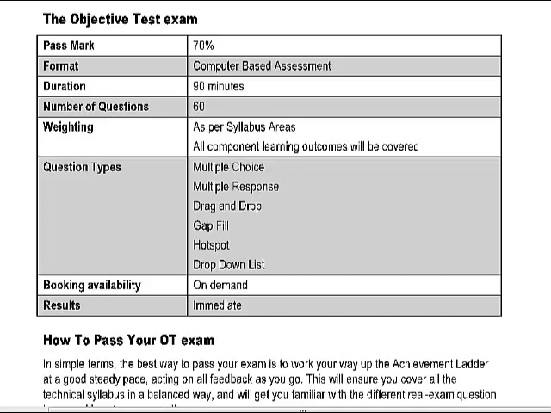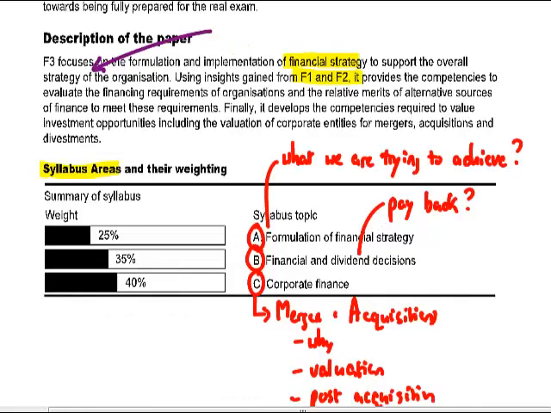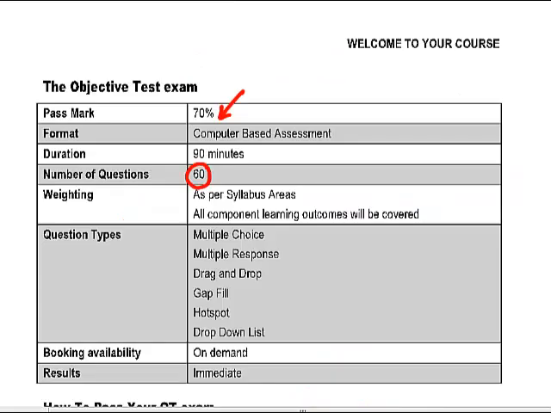As with all of your exams, you're sitting an OT exam, an objective test exam, with a 70% pass mark. There will be 60 questions, and they will be weighted as per the syllabus weightings that we've just looked at. So that's quite important. If, for example, you're not a great fan of hedge accounting, just to pick one topic, well, hedge accounting is one part of the formulation of financial strategy, and so you might expect a couple of questions on it in the exam. To pass this paper, you've got to have a good overall understanding.